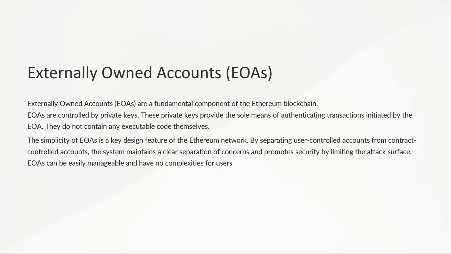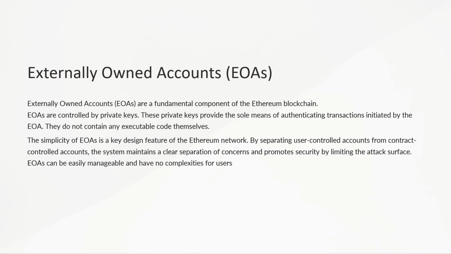EOAs, or externally owned accounts, are fundamental components of the Ethereum blockchain. Unlike contract accounts which are controlled by smart contract code, EOAs are controlled by private keys. These private keys provide the sole means of authenticating transactions initiated by the EOA. EOAs can send transactions to other accounts including contract accounts, but they do not contain any executable code themselves. They simply serve as a repository for holding and transferring the Ether cryptocurrency within the Ethereum ecosystem. We shall further see how EOAs and contract accounts interact with each other.